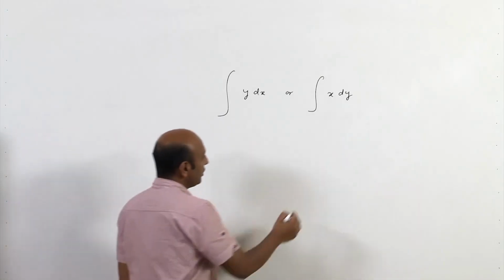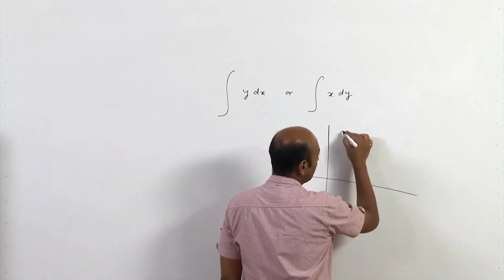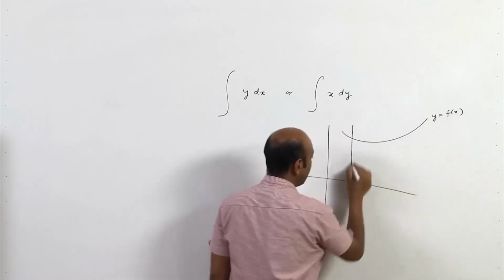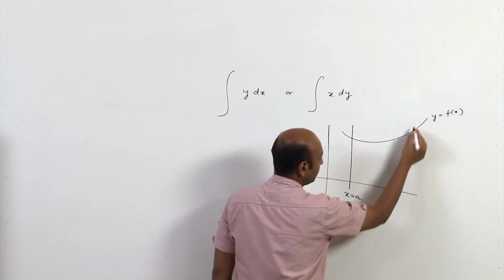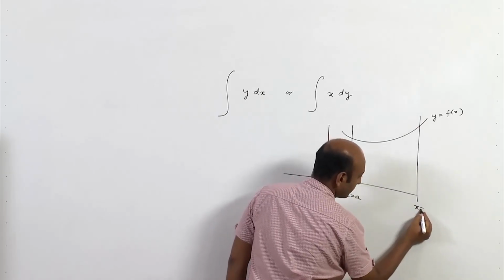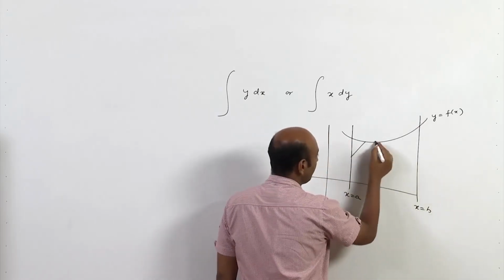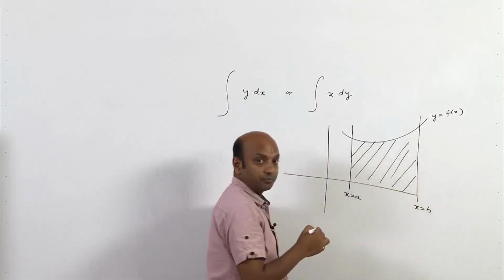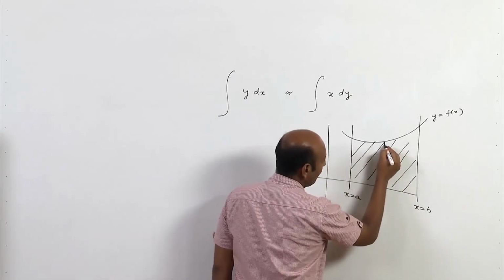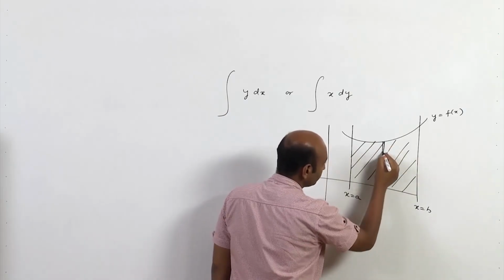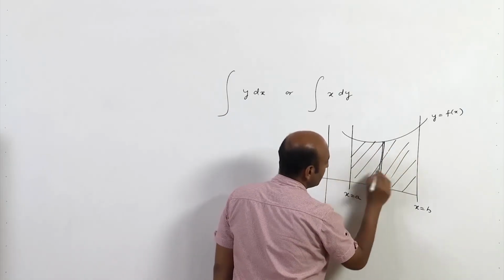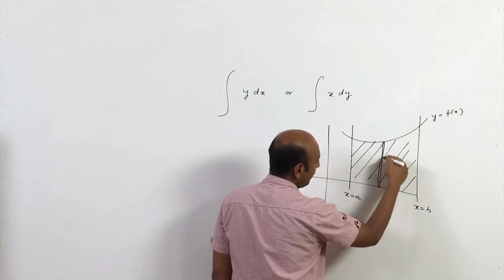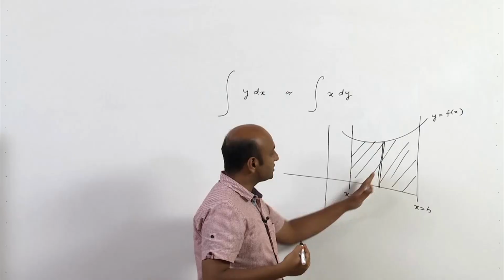You see, when you have a curve, say y equal to f(x), and say x is varying from a to b, and you are interested to find out suppose this area. So how do you find this area? You take a strip along the y axis. So this is y, this is dx, so the area is y into dx.